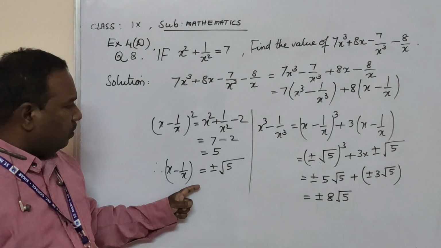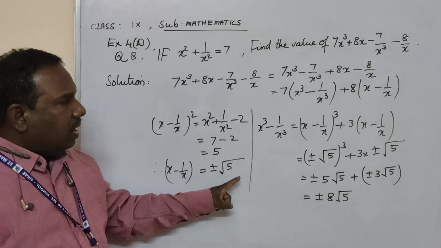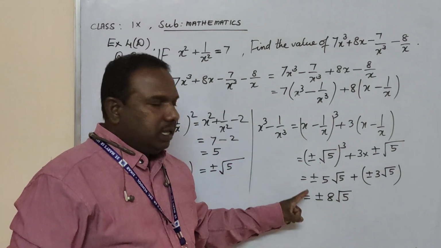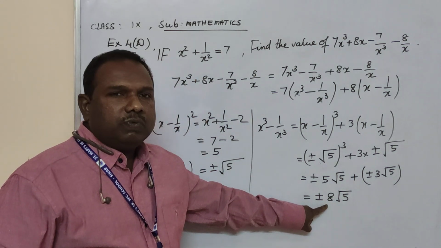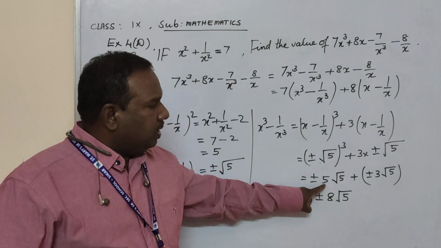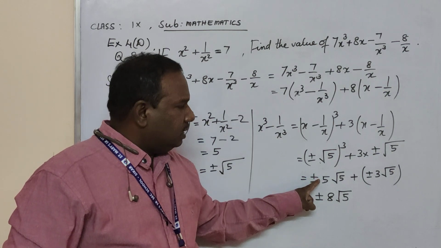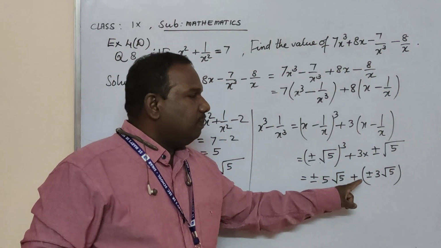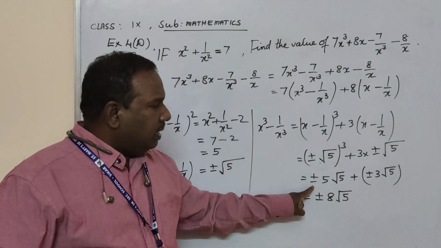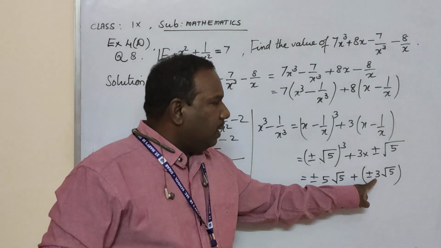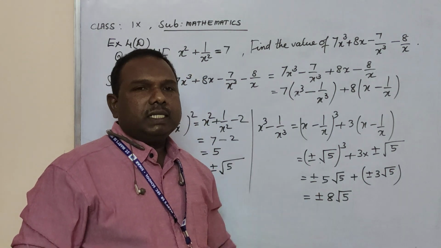Now we have the values of x minus 1 by x, that is equal to plus or minus root 5, and the value of x cube minus 1 by x cube, that is equal to plus or minus 8 root 5. Look at the board, how you got 8 root 5. When you take positive numbers, plus 5, plus 3, plus 8. When you consider negative numbers, minus 5 root 5 and minus 3 root 5. In both ways you are getting plus or minus 8 root 5.